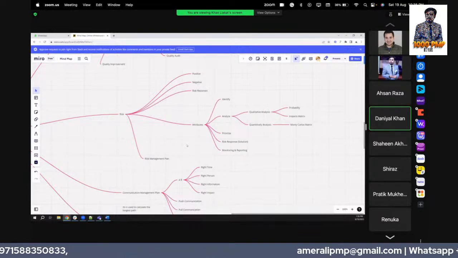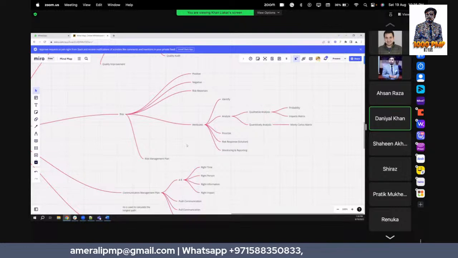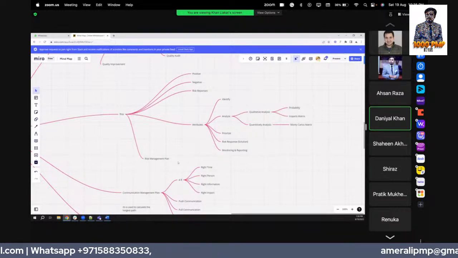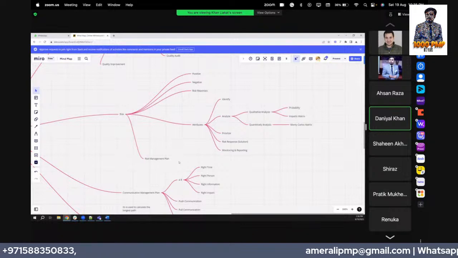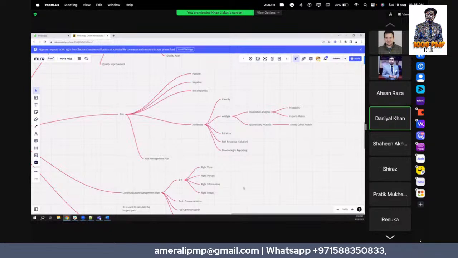In qualitative analysis, there is a probability and impact matrix. And in quantitative analysis, there's the Monte Carlo simulation. Okay, after analysis, we prioritize the risk, and then there is a risk response, that is, solutions. And then we monitor the risk and report in risk registers. There is a risk management plan.